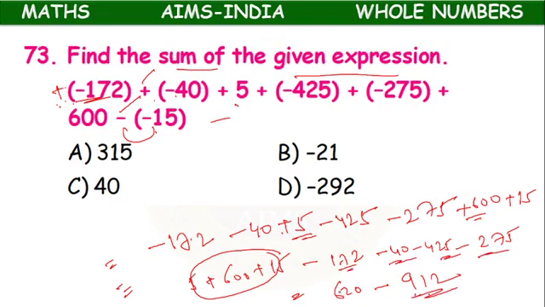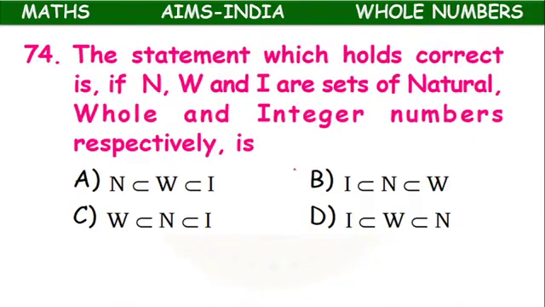The difference will be how much? Minus 292. So D option, minus 292 is the right answer.